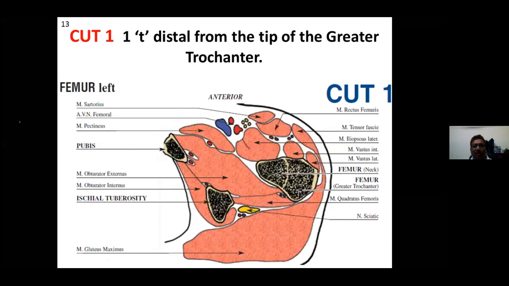Now, different levels of the thigh. Cut one, just show the anatomy. The transverse section is performed at the intertrochanteric line, just one sun distal from the tip. Here, about 70% of the bone is cancellous. The ischium is palpable posteriorly, which is the important guideline for the sciatic nerve.